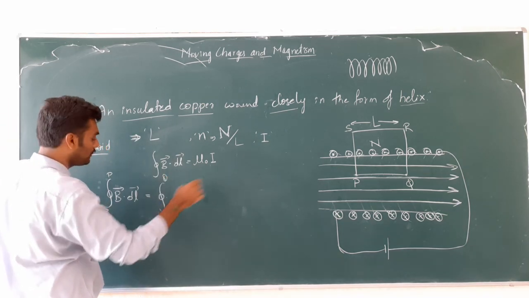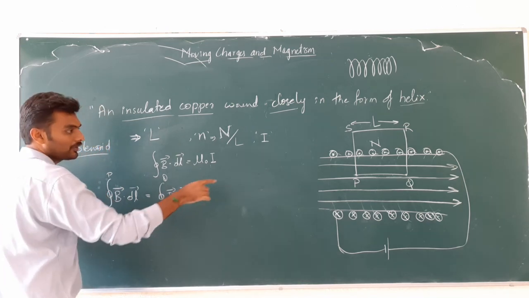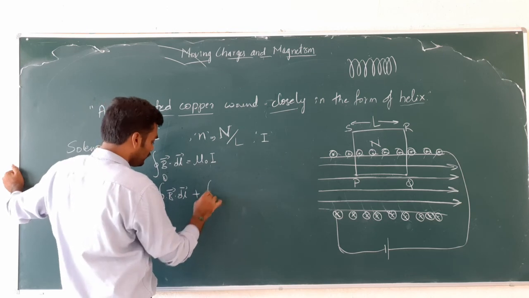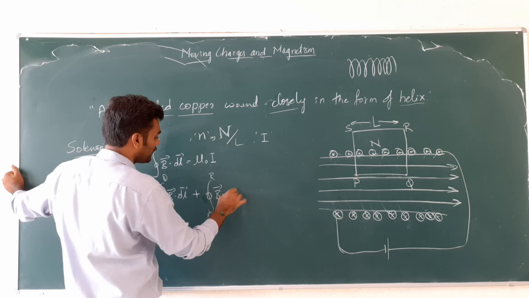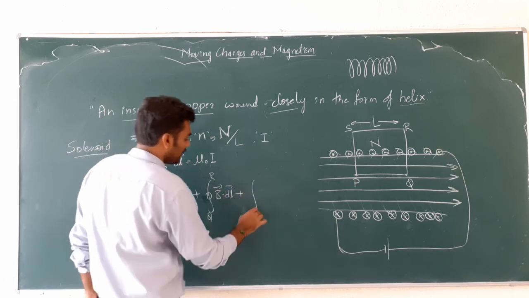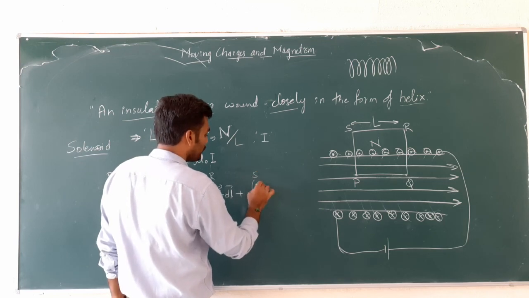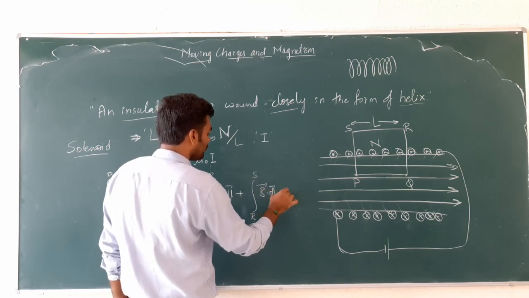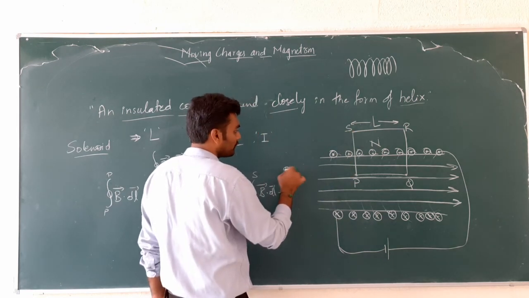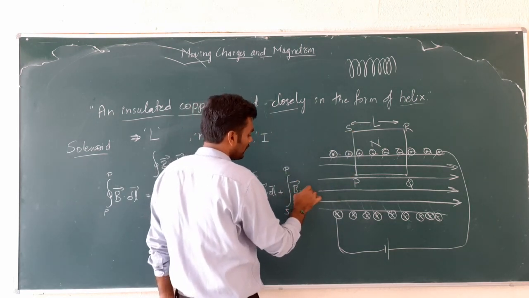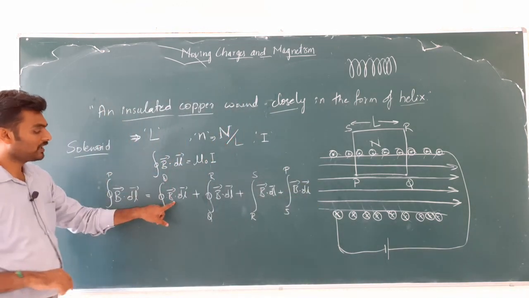Okay, from P to Q, B dot dl, plus from Q to R, the integral of B dot dl, plus the integral from R to S again of B dot dl, and finally the integral from S to P of B dot dl. Okay. So now what is B dot dl?